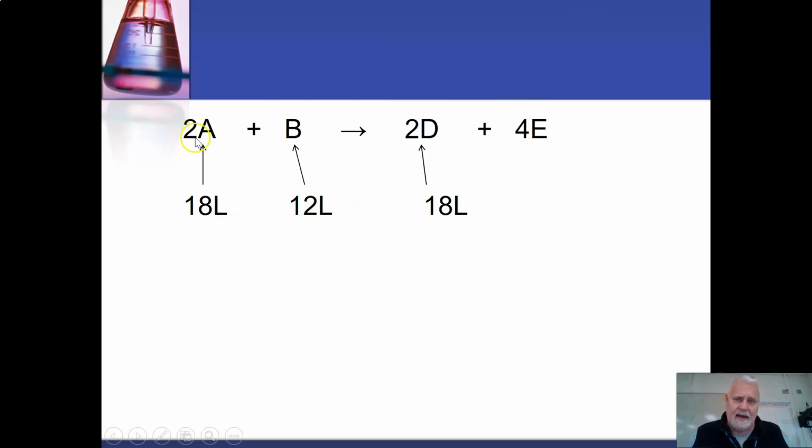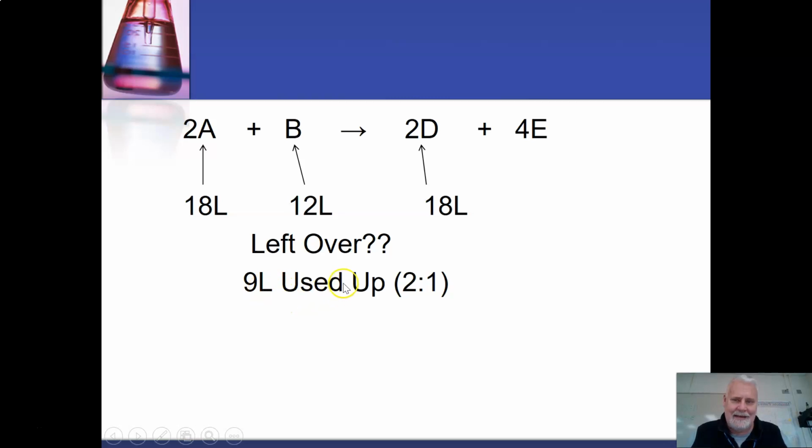And if we look at this, half of 18 would be 9. So if you wanted to look at how much of B was left over, let's say that was the question. Well, 9 would get used up because half of 18 would be 9, meaning the leftover would be 3 liters left over. Okay? So think about that in terms of these ratios. This is excess, this is your limiting reactant right there, which of course then will determine how much of the D you get.